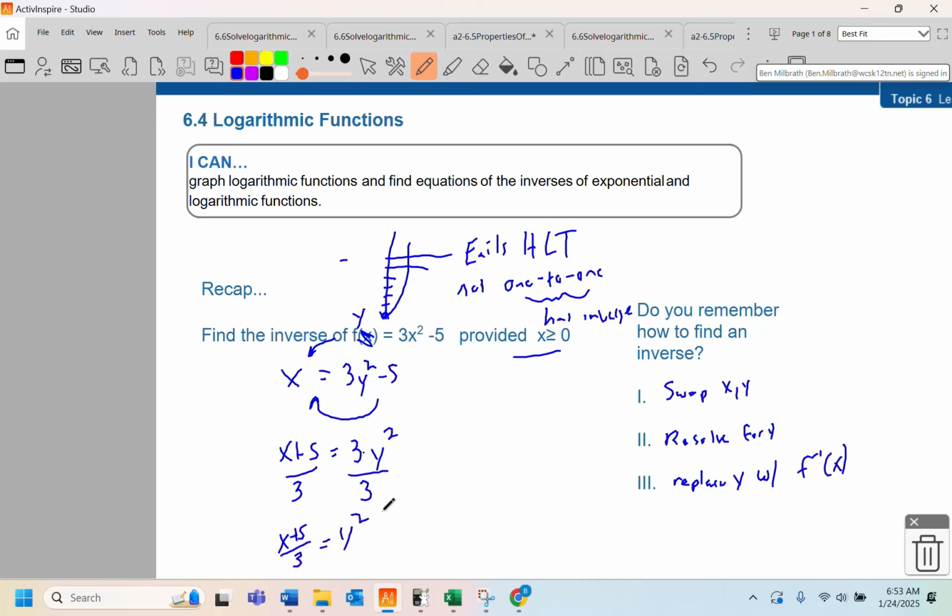And there's a reason we don't include the plus or minus here. We don't include the plus or minus because of this restriction. So if you're wondering why I don't use the plus or minus symbol here, it's just because I made that restriction. I'm only caring about the positive aspect. So anyways, this gives me y is the root of x plus 5 sitting pretty over 3. And then I use my notation.